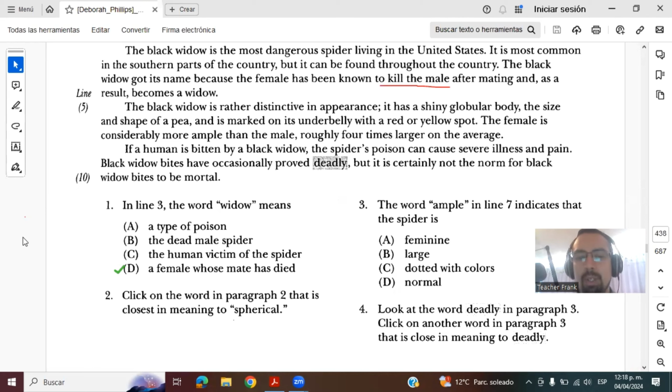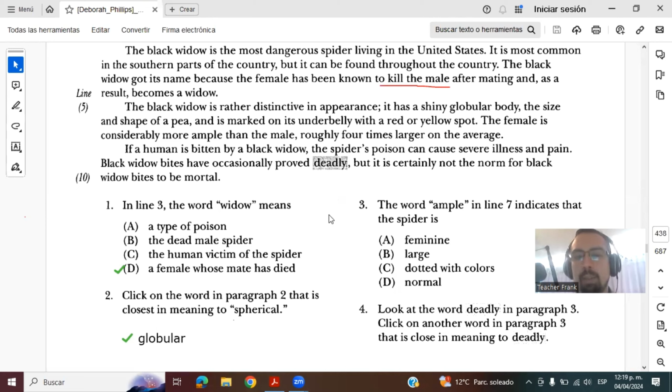Let's look at number 2. It says, click on the word in paragraph 2 that is closest in meaning to spherical. In this case, it's going to be globular. Now, number 2 and number 4 aren't going to be on a normal paper TOEFL test. I think I've said this way back in the first videos, but just as a reminder, but they are good practice, okay?